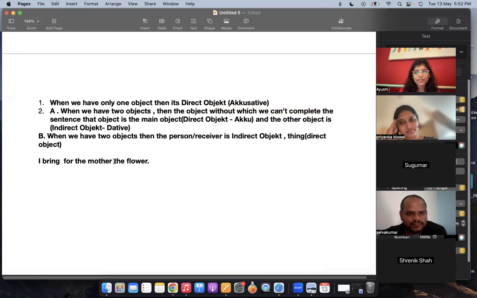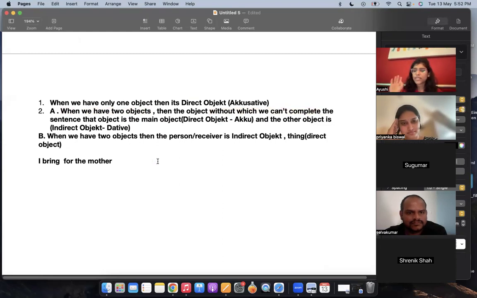So if I'm saying I bring for the mother, this is not a complete sentence, right? What do you bring? You bring a bag, you bring a dress, you bring a flower. That's not complete. That means your flower is your main object, your direct object, which is the accusative, and mother is the indirect object.